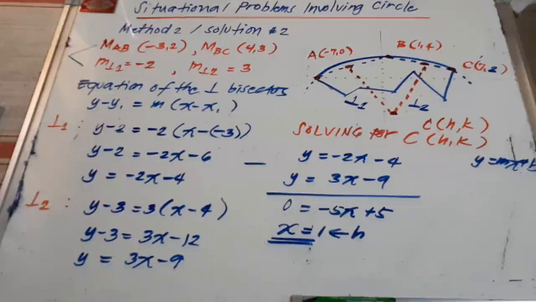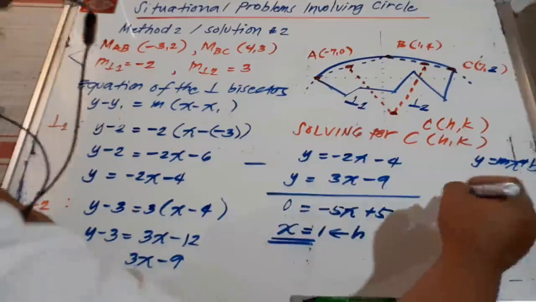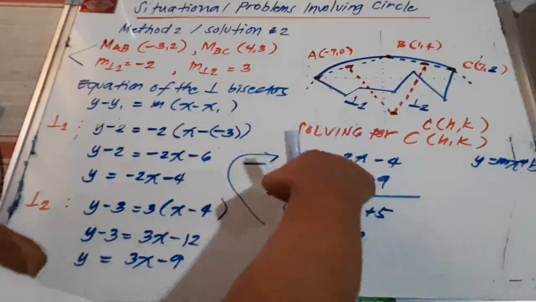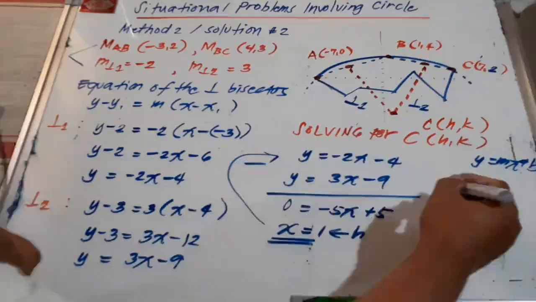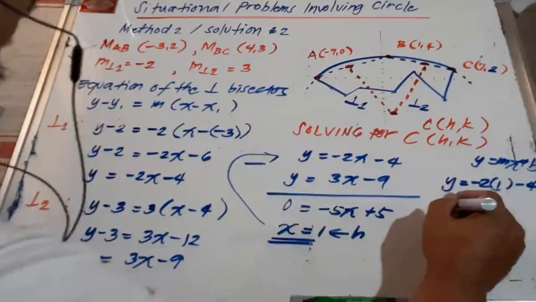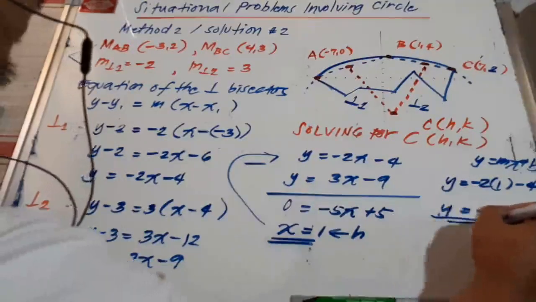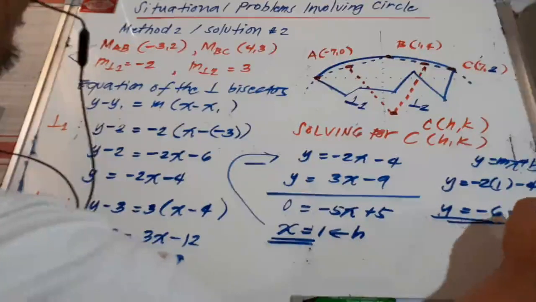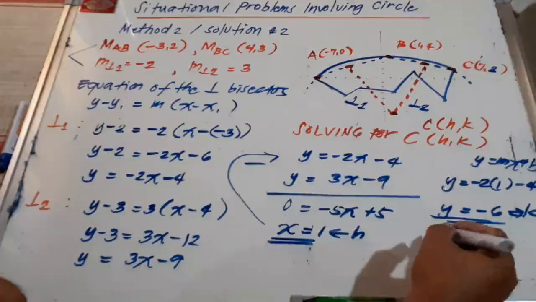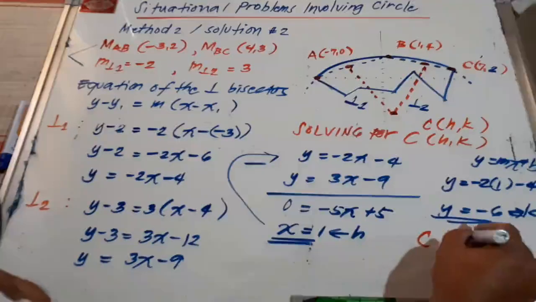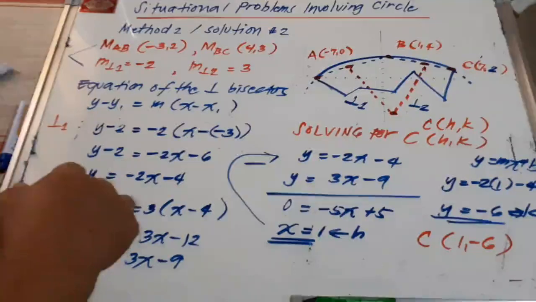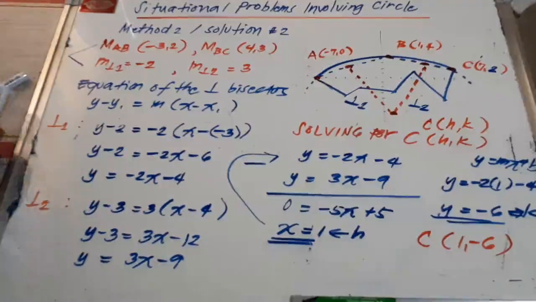Now, to solve for y, all we have to do is to substitute this to any of the two equations. So, let's try substituting x equals 1 to this equation. So, we have y equals negative 2 times 1 minus 4, we have y equals negative 6. So, ito yung ating k dun sa ating center ng circle. Therefore, ang location ng center natin is at 1, negative 6. At yan yung sagot din natin dun sa ating first solution na ginawa. Okay? Para dun sa problem na to.